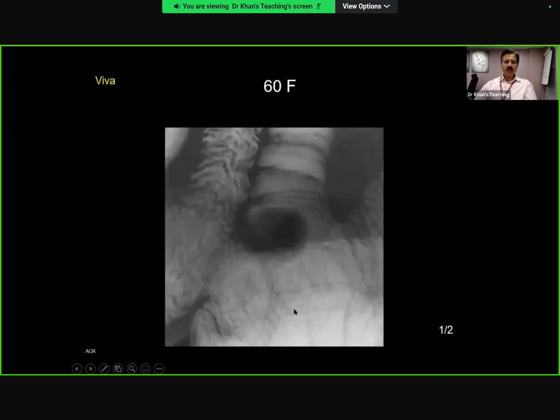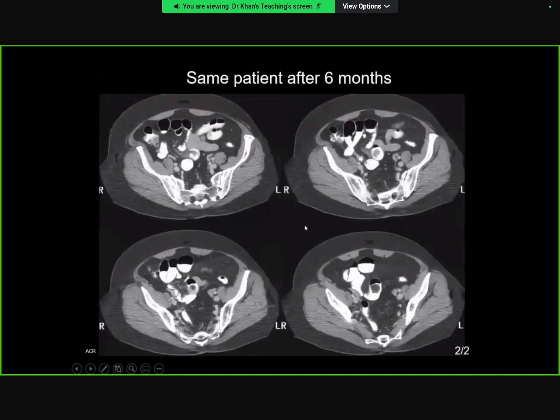Okay. Number 12, you are still with us? Yeah. Okay. So you will continue till the end because we are just close to the end. There was a lesion here, which is, yeah. And on a CT scan, what do you think it is?